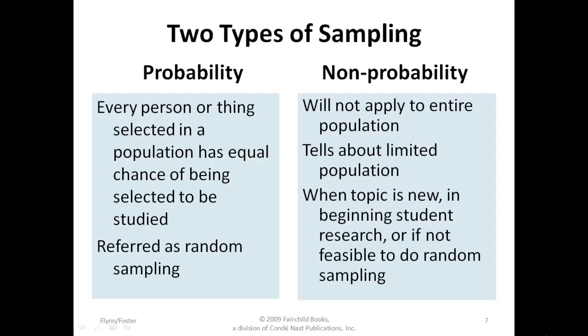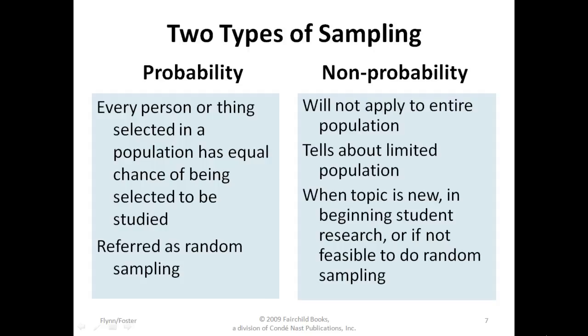So looking at two types of sampling, you can either have probability sampling or non-probability sampling. Probability sampling is random sampling where each person has an equal chance of being selected for your study. An example of probability in a real life situation would be a raffle. If you had a raffle and everyone in the entire school received a ticket, then each person has an equal chance of being the person that wins the raffle.